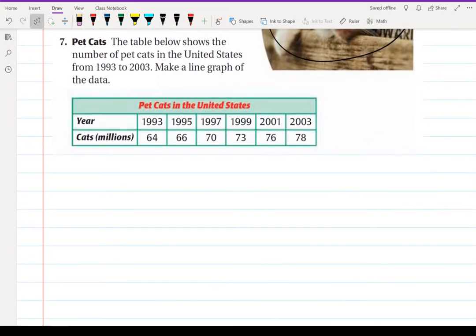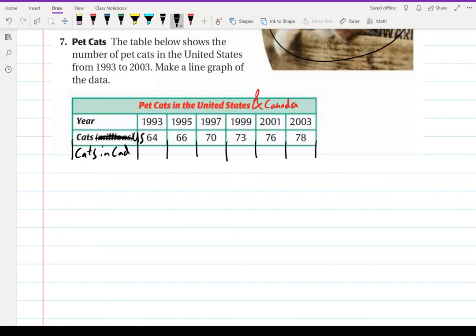Now, I'm going to change this question up a little bit. I'm going to say pet cats in United States and Canada. Here, it's not just cats. This is in millions, but this one is for US, and then cats in Canada, CAD. I'm going to add an extra row to this question.